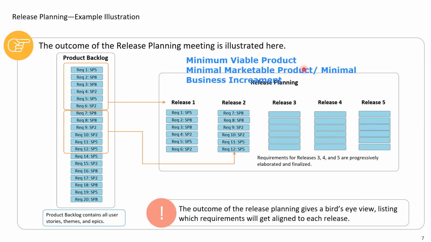So whatever you are saying, that your customer has asked to build an increment on top of whatever is there to release to the market, you can call it a minimal business increment. And it is related to the minimal marketable product, not a viable product.